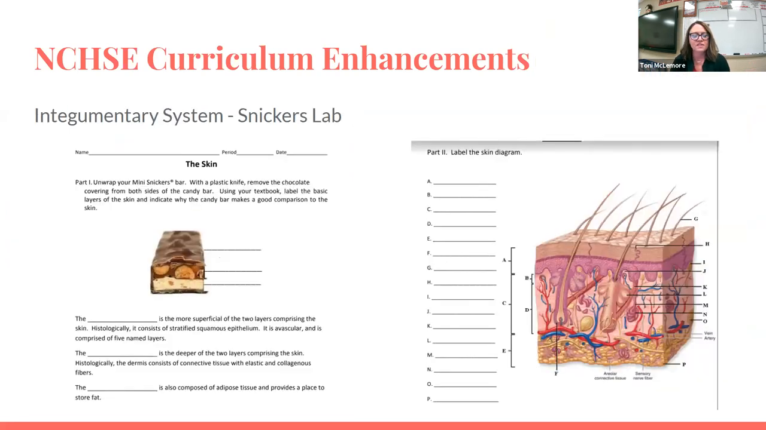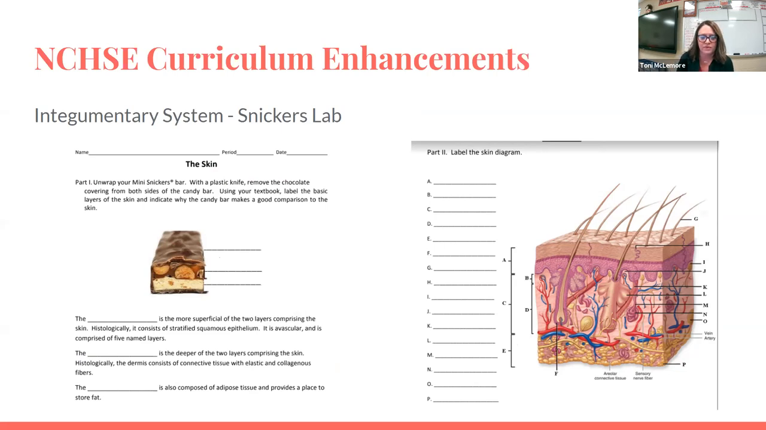So this is a lab that we do with the integumentary system. So we don't build the integumentary system on our mannequins. So this is one of the ones that I love to do. Because we're not doing that hands-on, I feel like we need some hands-on. So we will do this Snickers lab, and I don't have any pictures for you because we haven't done it yet this year. But we'll each get a mini Snickers, and we will remove the chocolate.